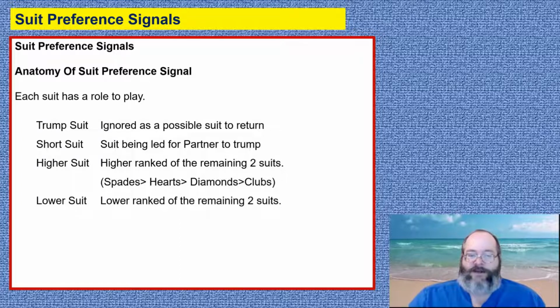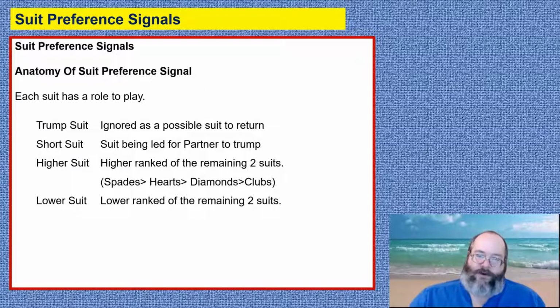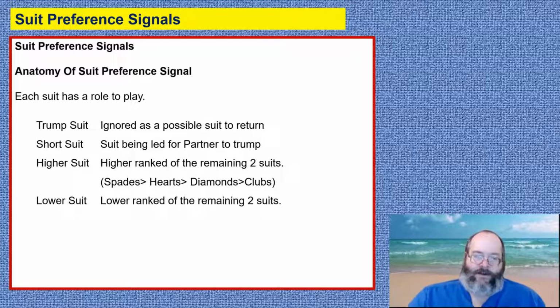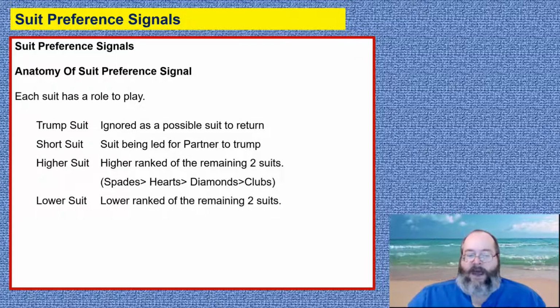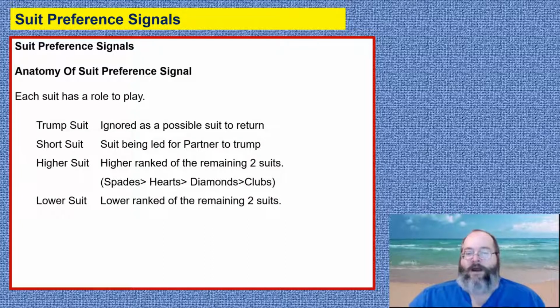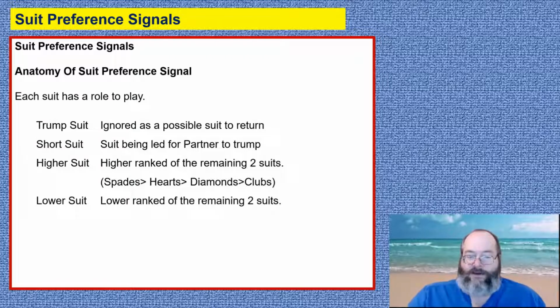There's the short suit. That is the suit you are leading back for partner to trump. Obviously, if partner's going to trump it, partner can't return it, so partner can't play it back. That's going to be eliminated. After you eliminate those 2 suits, the 2 remaining suits, one of which will be higher ranking than the other, right? Normal ranks apply: spades, hearts, diamonds, clubs. So you have your higher suit, not including trump and not including the suit led, and your lower suit, not including trump and not including the suit led.